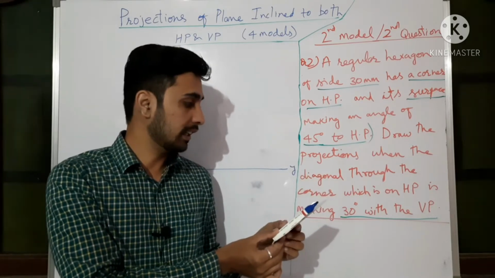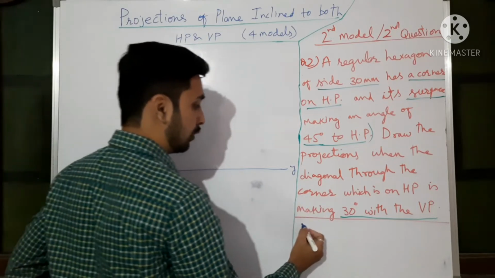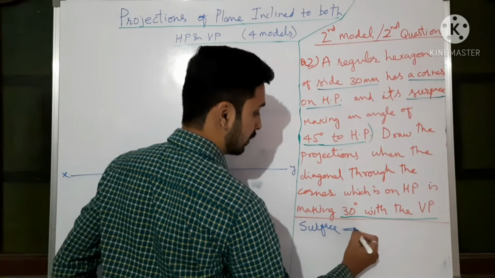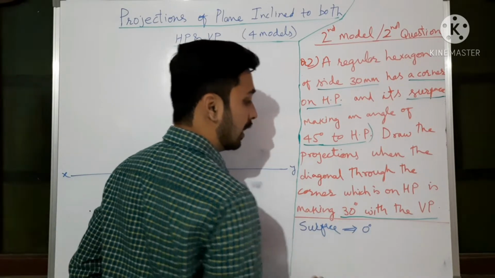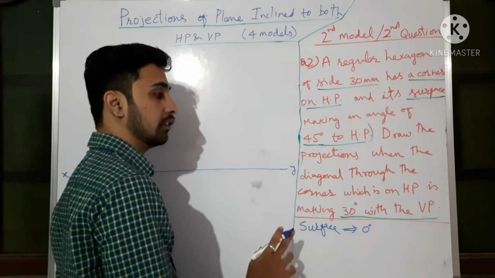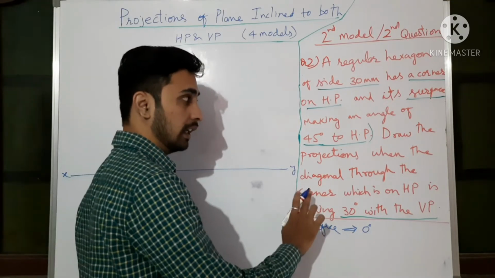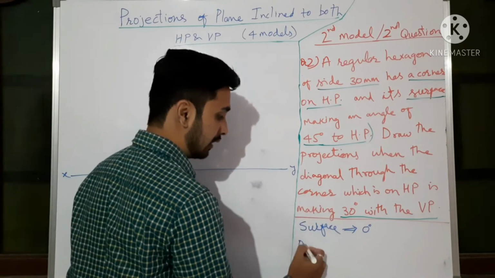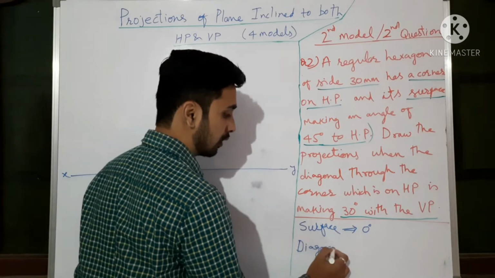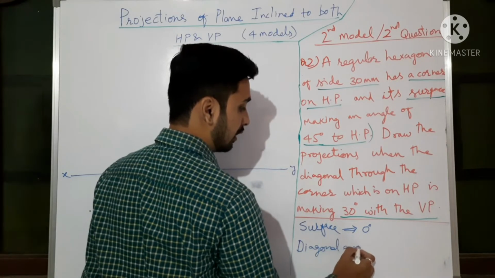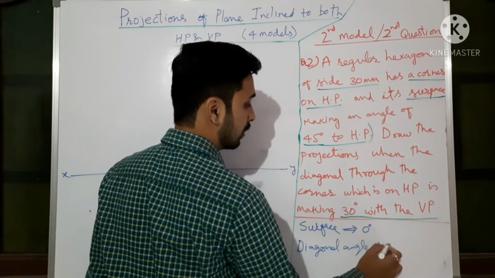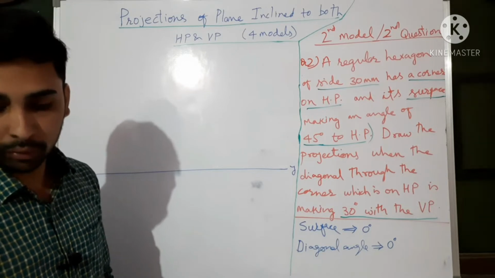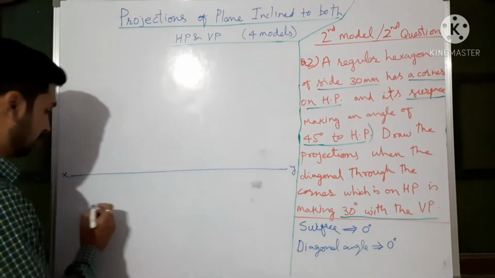What I said earlier in the question, surface angle is to be assumed 0 degree in the first step. Edge or side angle should be assumed 90 degree, but this is not an edge angle or side angle, this is a diagonal. So the diagonal angle is also to be assumed 0 degree with the respective planes. Okay, let us see the first step.